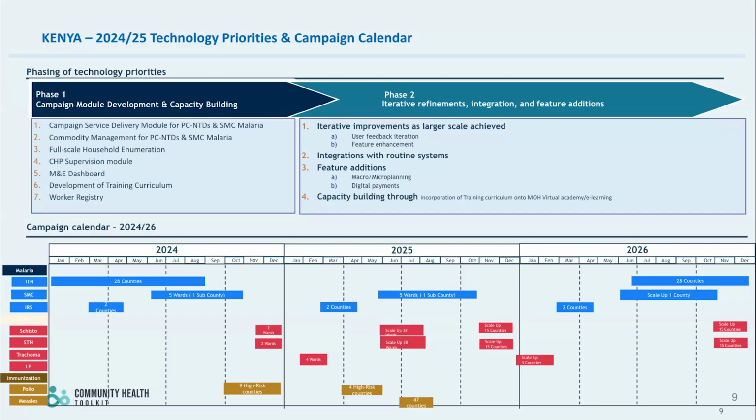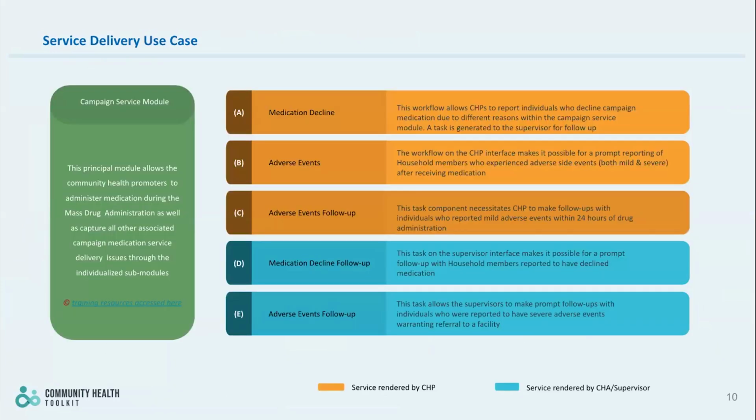And just to conclude before we get into the demo, you can see some of the use cases that have been modeled within eCHIS, and the service delivery, of course. You can see there's a service delivery for the campaign where you can give the medication to the households. Then, of course, there are other things associated with service delivery around medication decline, and reporting of adverse events. That has also been documented actively within eCHIS.